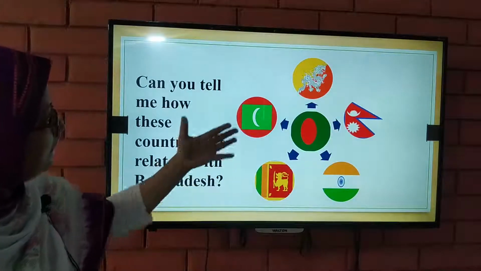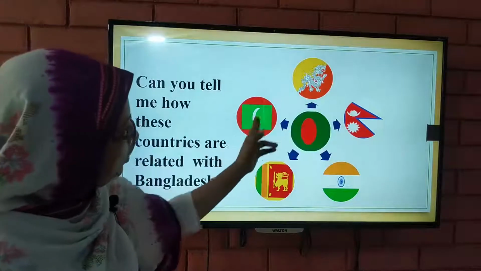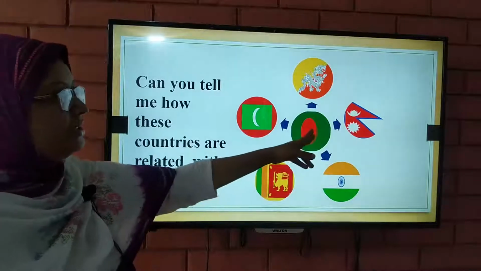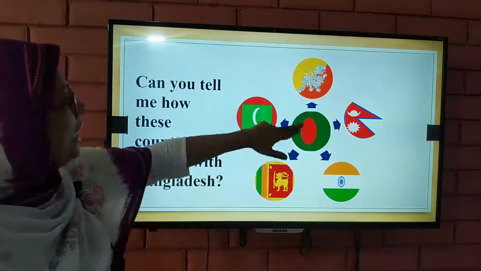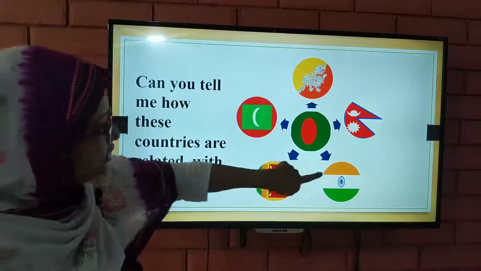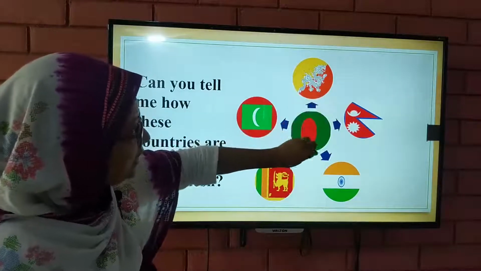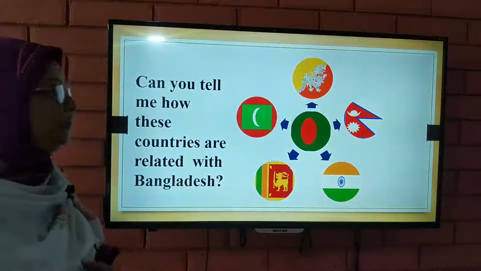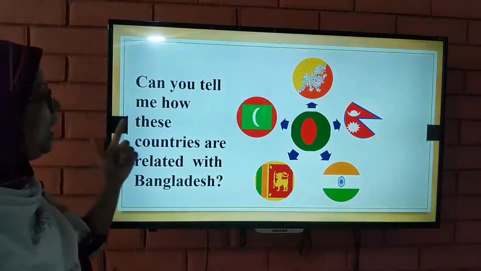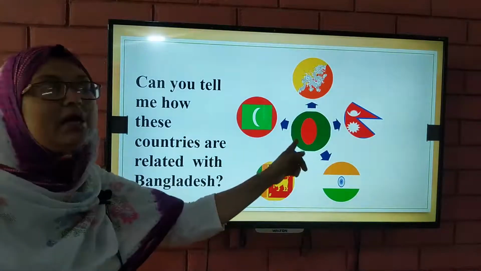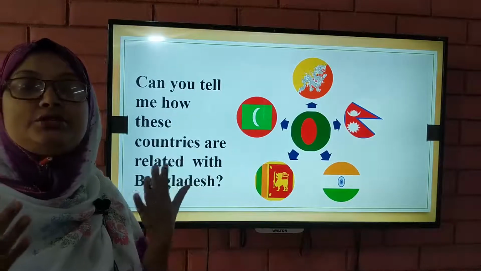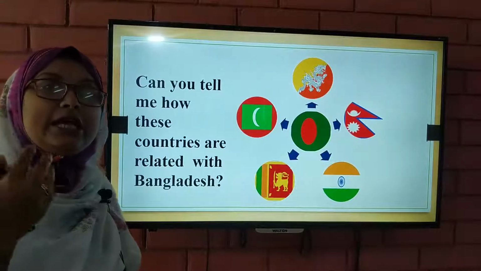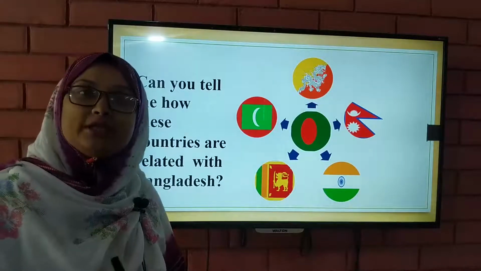Can you see? Yes, you have already seen these flags, and here in the middle is our national flag. Look at the picture here, all are centralized and connected to each other. Now my question to you is, can you tell me how these countries are related to Bangladesh? Think, dear students, think. I know you will get your answer very quickly. First think, and please write the answer in the comment.